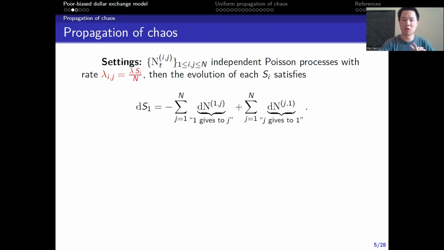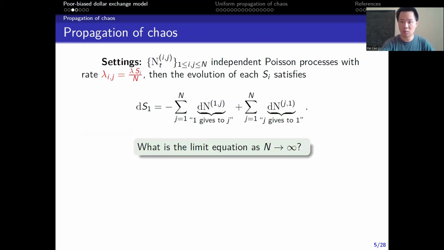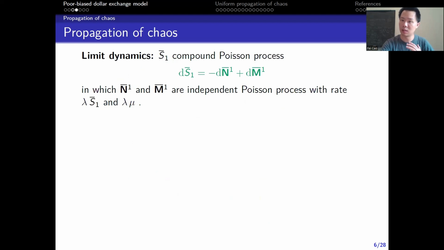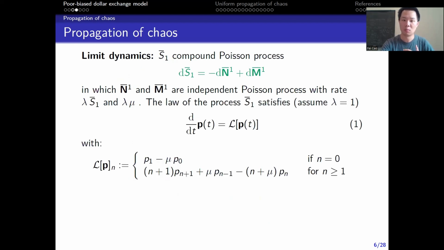To show the so-called propagation of chaos, we can write down the evolution of a single agent, because all the agents are identically distributed, although not independent. You can write down an SDE for the evolution of a single agent, and you can try to send n to infinity formally, and you're going to end up with a limit SDE, which is the mean field SDE. And you can write down the evolution of the law corresponding to the mean field SDE, which is an infinite system of ODEs. Notice that this is actually a linear ODE system.